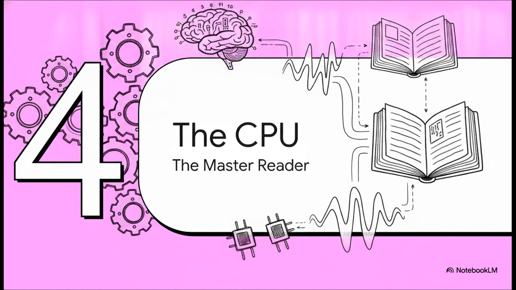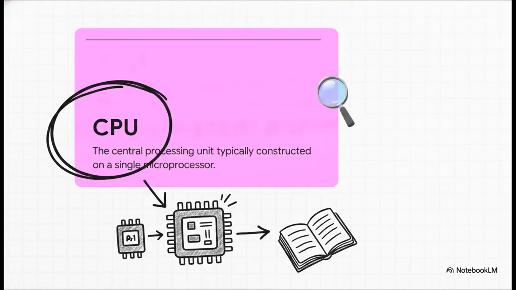Section 4, the CPU, the master reader. All right, now we are entering the true brain of the operation. The Central Processing Unit, or CPU, is exactly what it sounds like. Ever since the 1970s, it's typically been consolidated onto a single microprocessor chip. The CPU is the master reader of our story. It contains those super fast registers we just talked about, but it also packs two vital new components, the control unit and the ALU. Let's see how they work together.